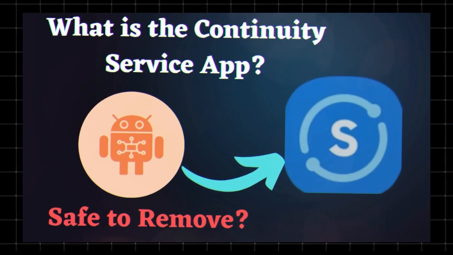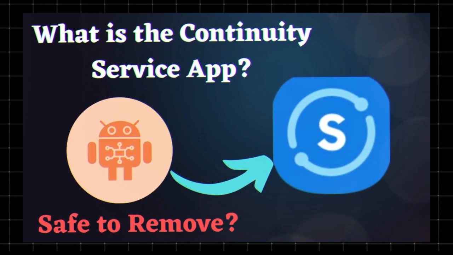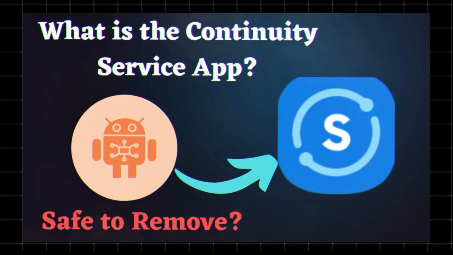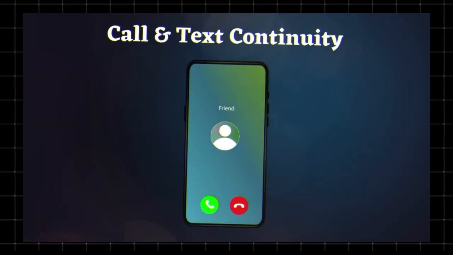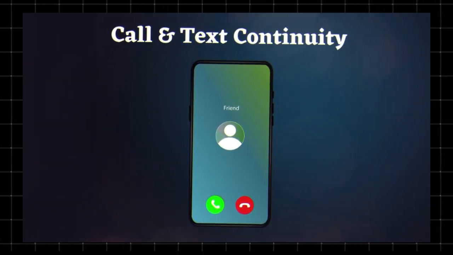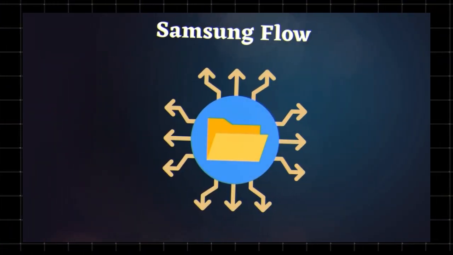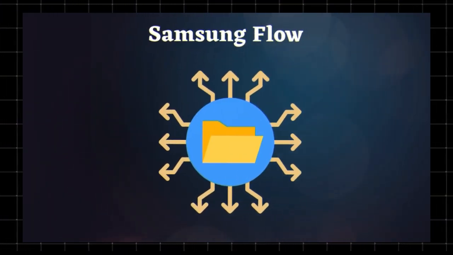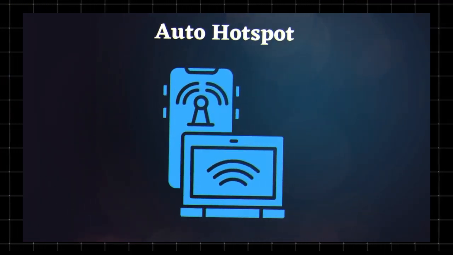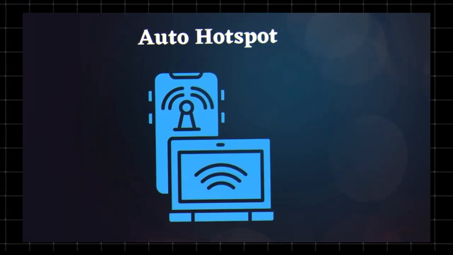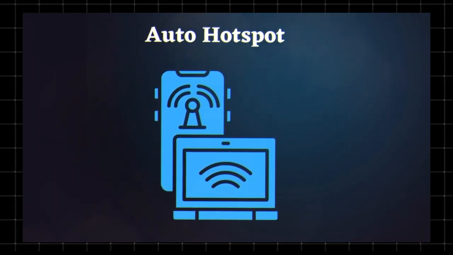The Continuity Service app is a background service found on some Android devices, particularly Samsung phones. It allows seamless connectivity between your Samsung devices, enabling features like call and text continuity. Make and receive calls or texts on your tablet or other linked devices. Samsung Flow. Easily share files and mirror screens between devices. Auto Hotspot. Instantly share your phone's internet with your other Samsung devices. It's designed to improve your multi-device experience, similar to Apple's continuity features.